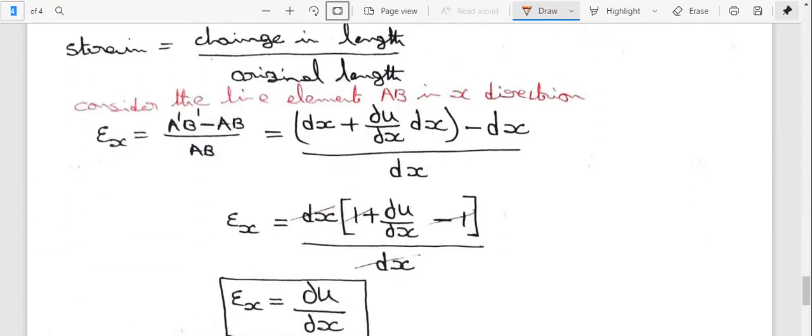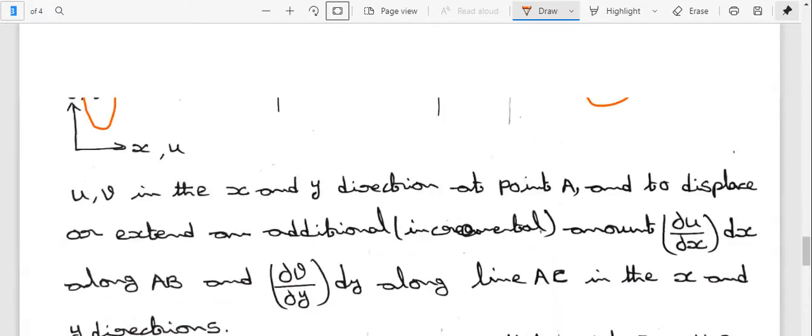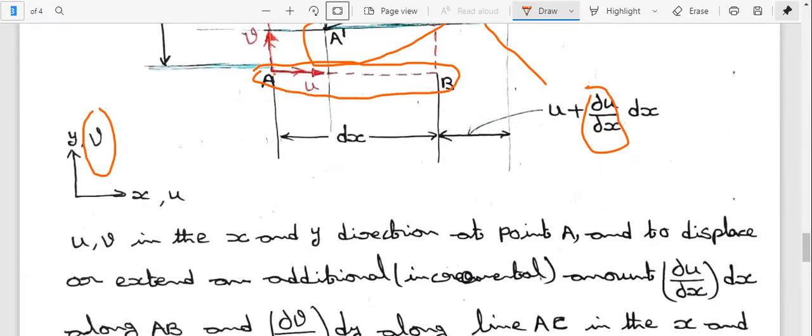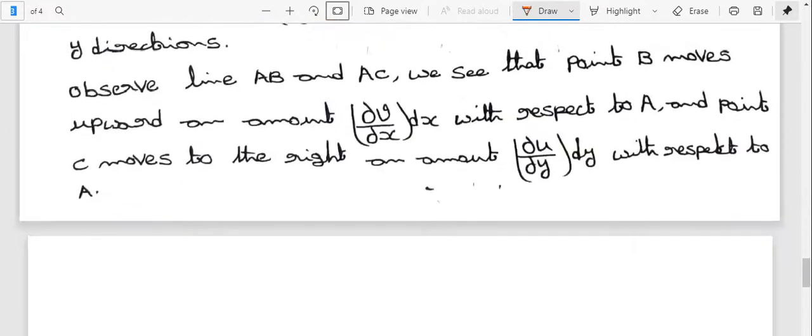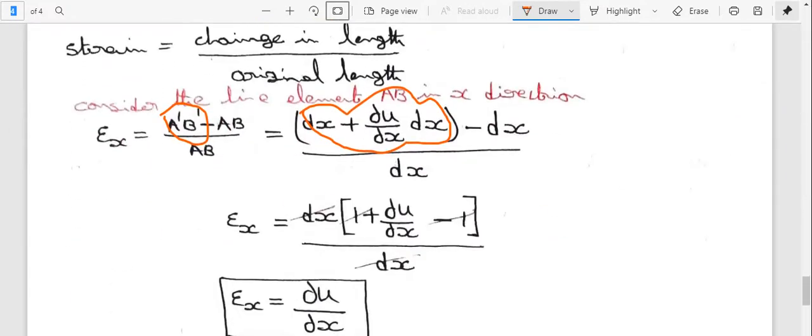So a dash b dash value in the strain equation: dx plus dou u by dou x into dx. This is the a dash b dash value. And what is the ab value? Here the ab distance is represented with dx. That's why I am substituting ab is equal to dx.